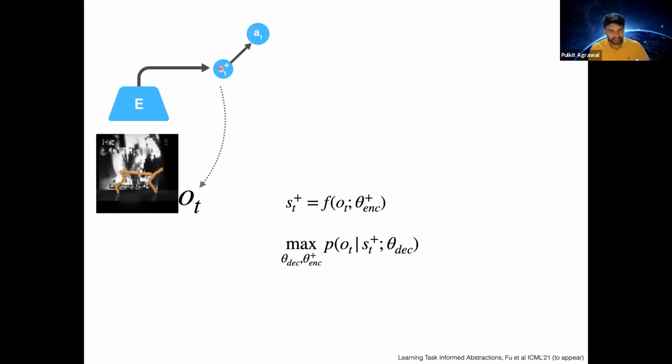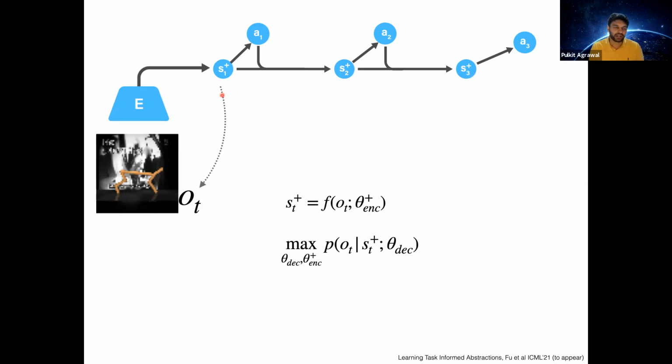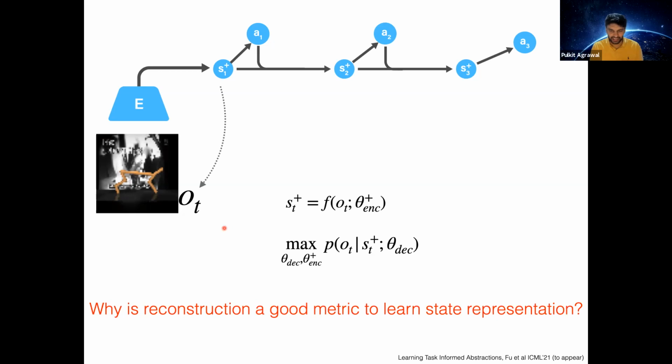And then using this feature space, I can take an action. Then I get my prediction of the feature space at the next time point, and so on and so forth. So instead of doing dynamics in the observation space, we can do dynamics in the latent space. So we have seen how we can do dynamics and how we can optimize the action sequence given a dynamics model. But I think a more relevant question over here is, why is reconstruction a good metric to learn a state representation?